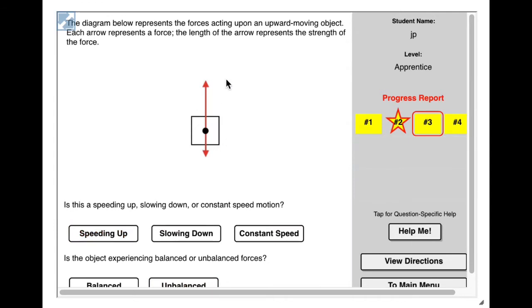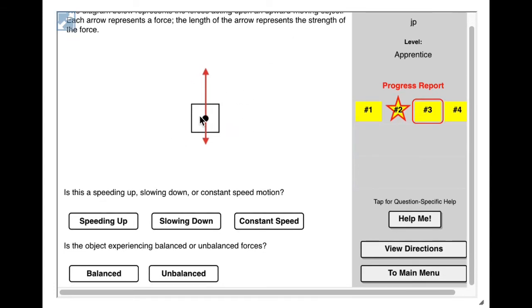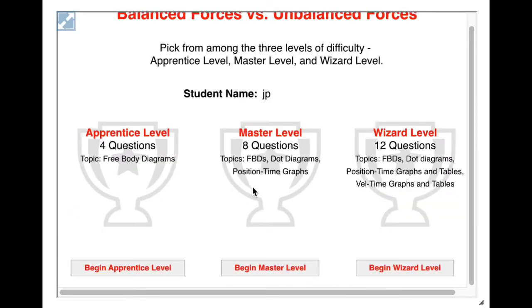Okay, so a diagram below represents forces acting on an upward moving object. Okay, this object is apparently moving up. Let's look at those forces first. We have a downward and an upward, but they're not the same size, so we're going to click unbalanced. Once you click unbalanced, the only two options are speeding up or slowing down. So now our upward force is bigger. So we're moving up from the problem statement and being pulled up. We are speeding up. Okay, let me show you one at the master level.